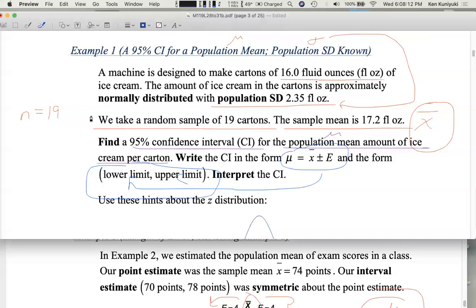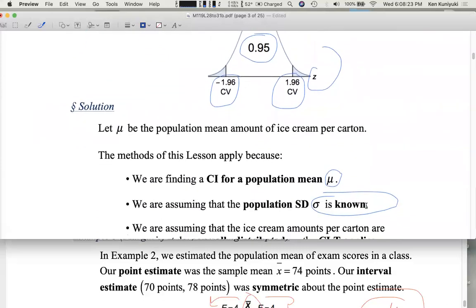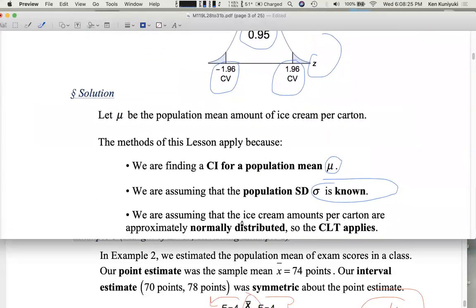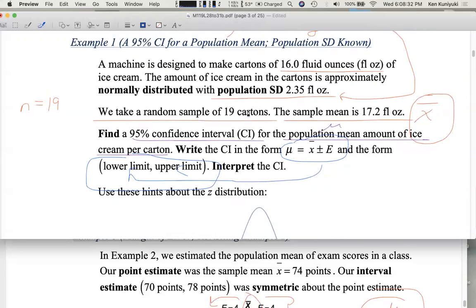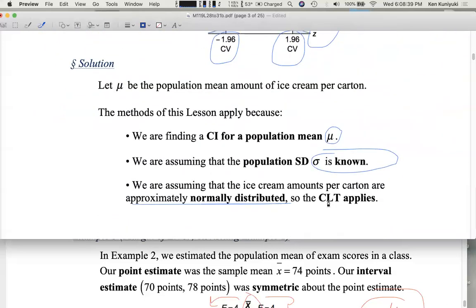They think that the population mean might be different from 16.0 fluid ounces. Maybe that changes over time potentially, but they're assuming that sigma stays the same. It's a calibration problem. We're assuming also that the ice cream amounts per carton are approximately normally distributed. Okay, we assumed a normal distribution for the Big Daddy distribution. Therefore, what theorem applies? The central limit theorem for means.